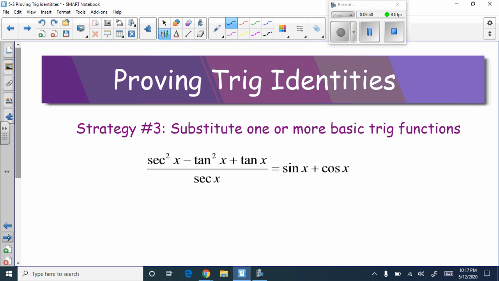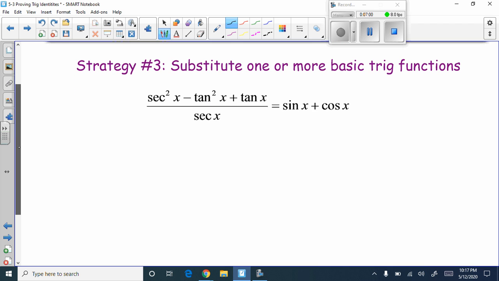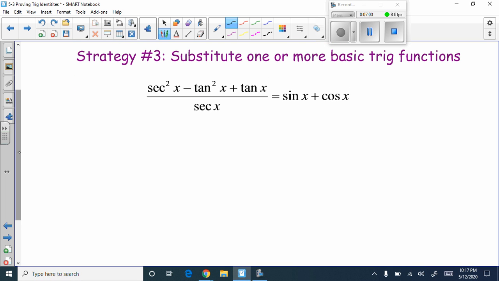All right, then strategy number 3 is one that I've been using, and it's substituting one or more basic trig functions, and that's definitely working with your tangents, rewriting them as sine and cosine, using your Pythagorean identities or those reciprocal identities. Especially if you're sitting there saying, I don't see anything that can be done. One thing you want to always look for is whenever you see one of the trig values being squared, take a look at your Pythagorean identities.